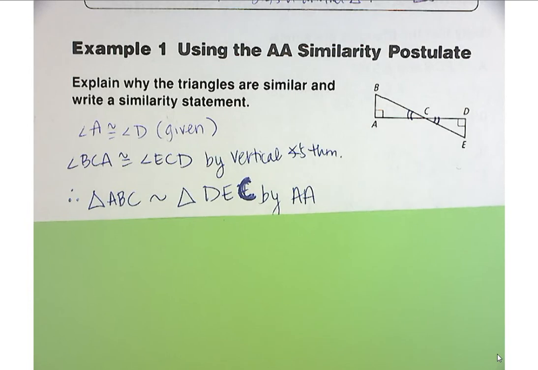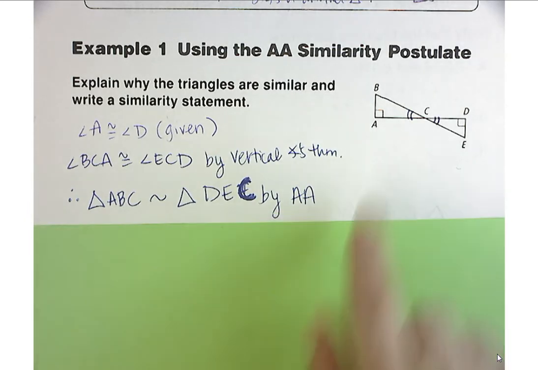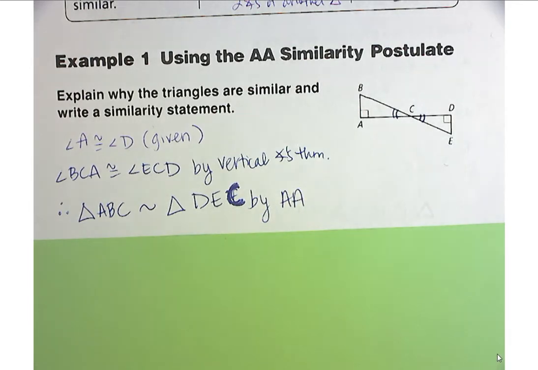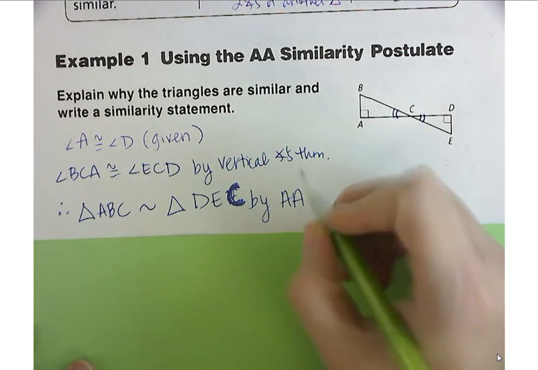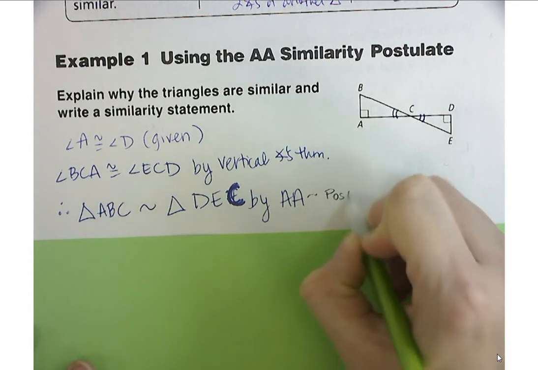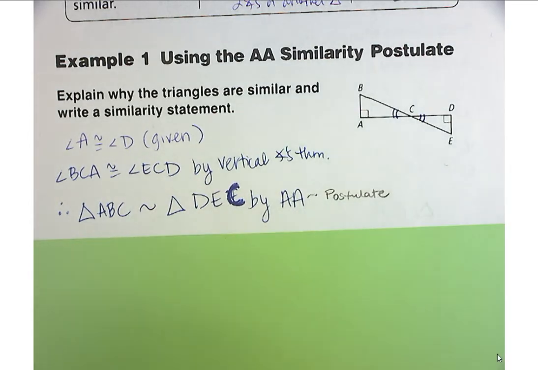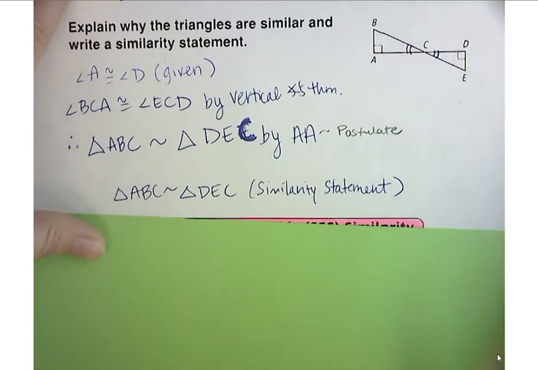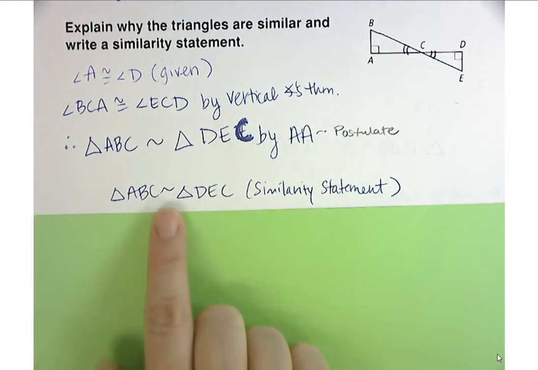So if you know that two angles are congruent, you can say ABC is congruent to DEC by the angle-angle similarity postulate. And this is the angle-angle similarity postulate too, so sometimes you'll see it written like this. And then our similarity statement would be triangle ABC is similar to triangle DEC.